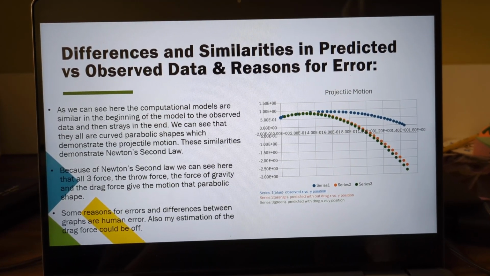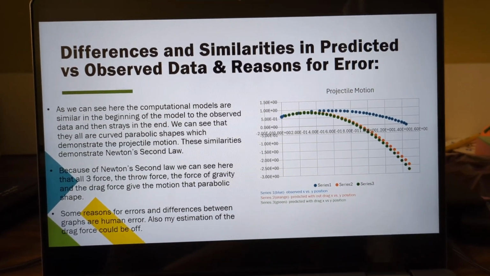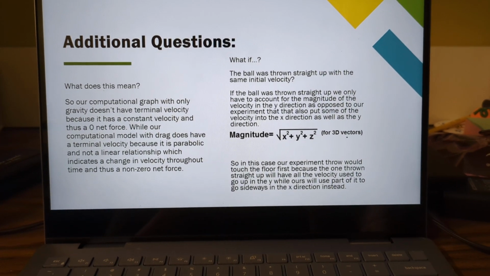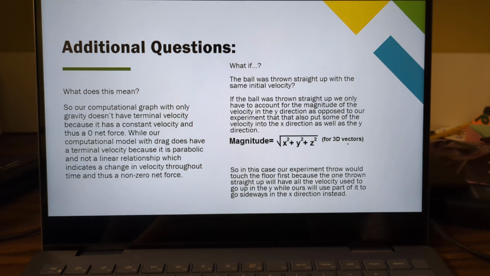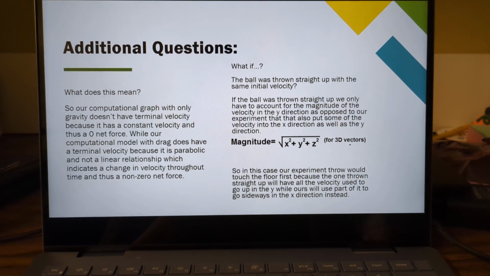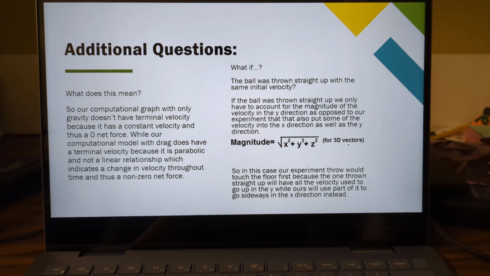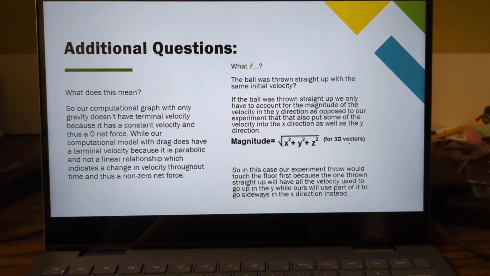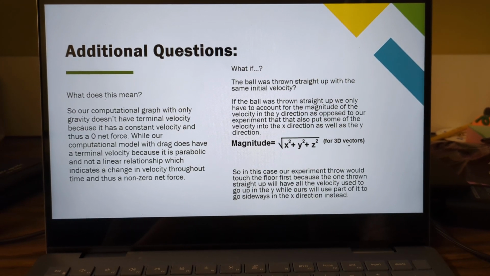Some reasons for errors and differences between the graphs are human error, and also my estimation for drag force could be off. Additional questions. So what does this mean? Our computational graph with only gravity doesn't have terminal velocity because it has a constant velocity and thus a zero net force, while our computational model with drag does have a terminal velocity because it is parabolic and not a linear relationship, which indicates a change in velocity throughout time and thus a non-zero net force.